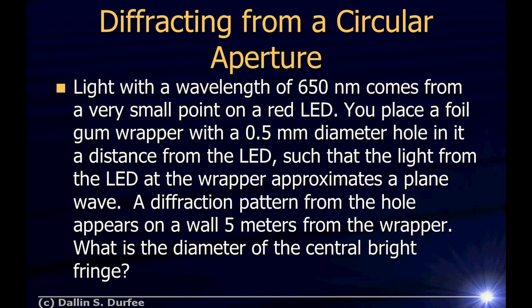Light with a wavelength of 650 nanometers comes from a very small point on a red LED. You place a foil gum wrapper with a 0.5 millimeter diameter hole in it, a distance from the LED such that the light from the LED at the wrapper approximates a plane wave. A diffraction pattern from the hole appears on a wall 5 meters from the wrapper. What is the diameter of the central bright fringe? All right, so this is basically what we're doing.